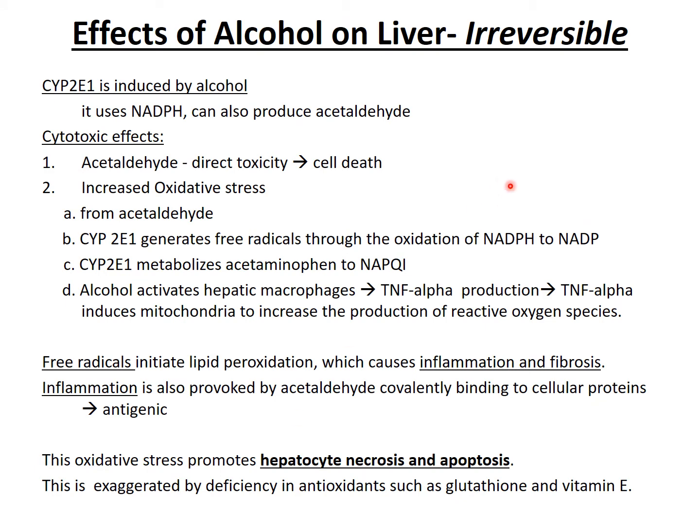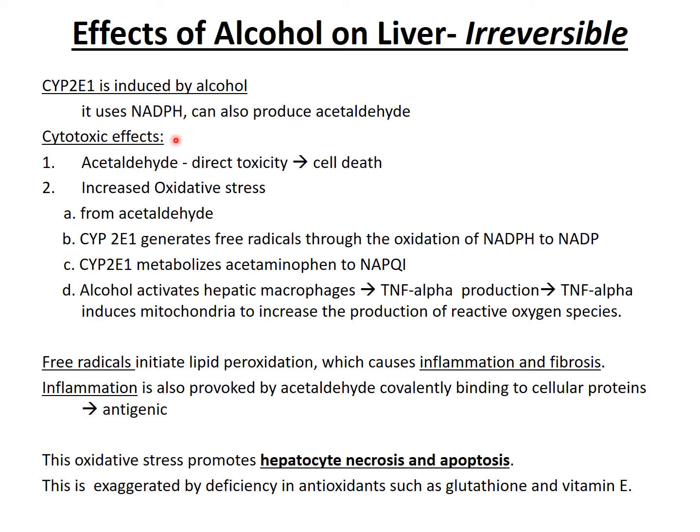So these were the so-called potentially reversible effects of alcohol on the liver. Let's focus for a couple of minutes on irreversible effects. Now, I talked about this in the previous lecture. CYP2E1 is induced by alcohol. It uses NADPH, not NADH, so it cannot help to remove NADH from the cytosol, which was produced by alcohol dehydrogenase, and it also produces acetaldehyde.